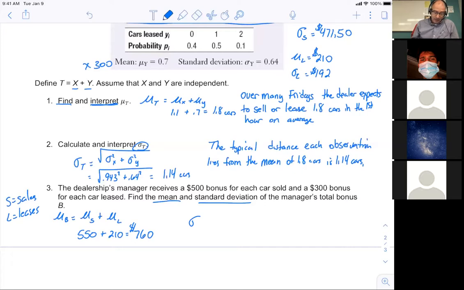The standard deviation of my bonus is going to be equal to, and we have to remember that we're going to do variances. So we have to take that 471.5 and square that. We're going to take the 192 and square that. We're going to add those together and take the square root, and we get $509.09.